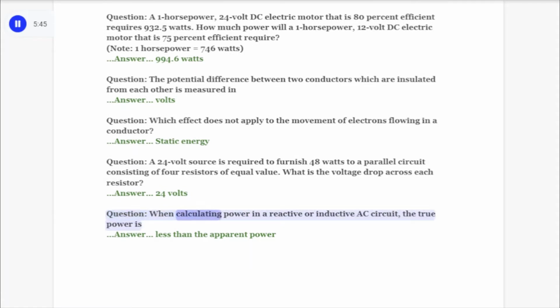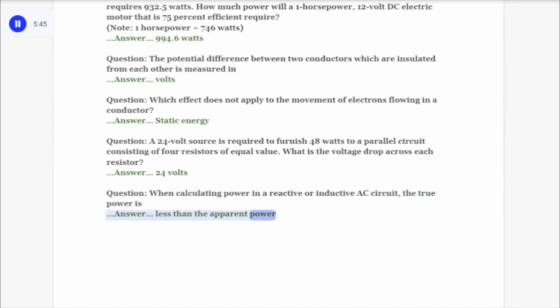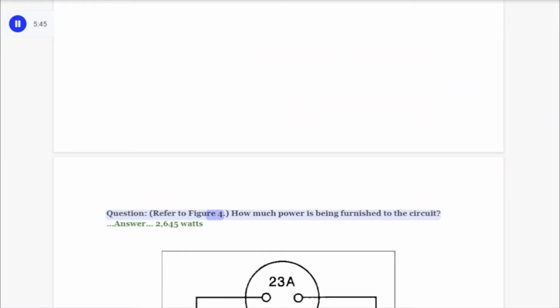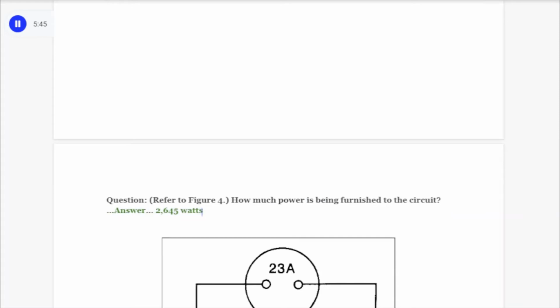Question. When calculating power in a reactive or inductive AC circuit, the true power is. Answer. Less than the apparent power. Question. Refer to Figure 4. How much power is being furnished to the circuit? Answer. 2,645 watts.